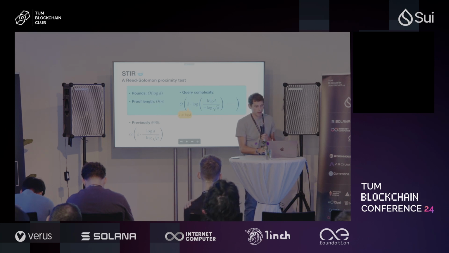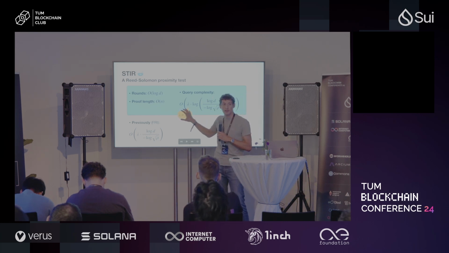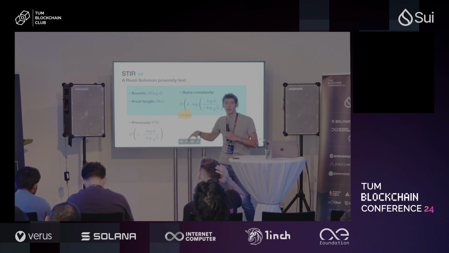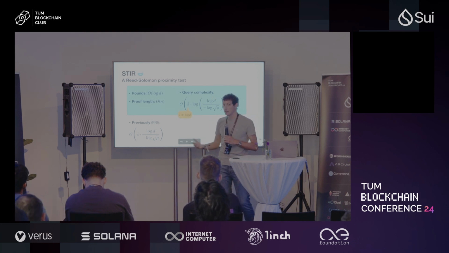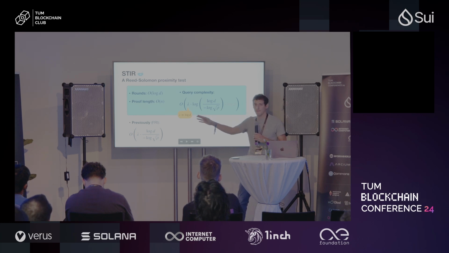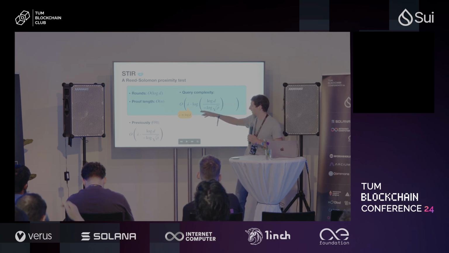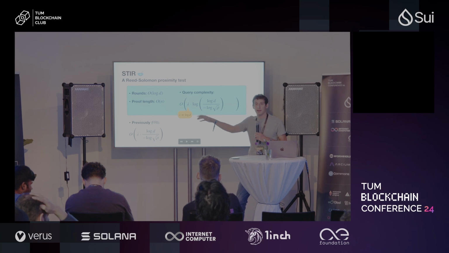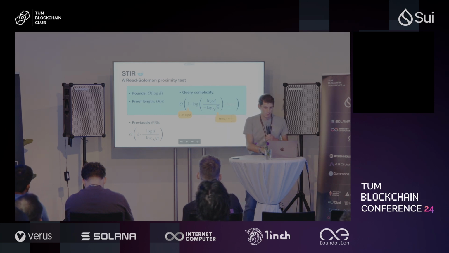Why is this important? Well, the security parameter is much larger than log d. So think that log d is between 20 and 30 in practice, while the security parameter will be 100 or 128. So actually getting an improvement in the dependency on the security parameter is what gives you a lot of concrete practical improvements.